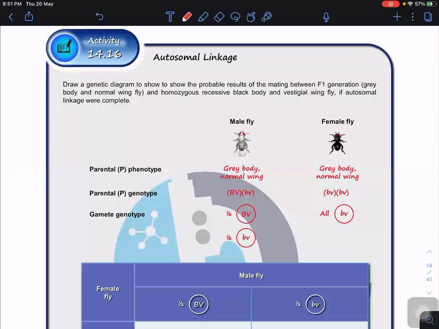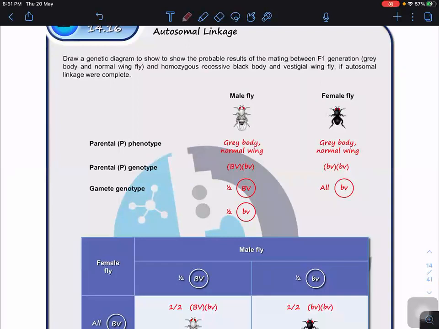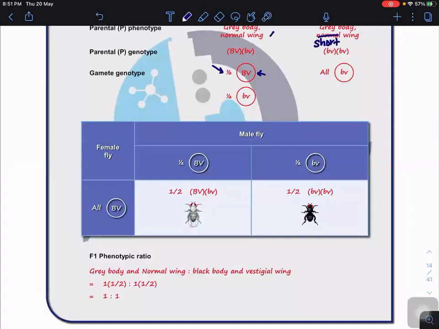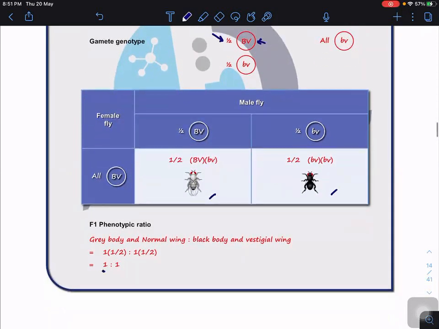So this one just now I have shown to you guys already. When we cross male flies with a gray body and normal wing with a gray body, this is not normal wing, it's a bit short wing. My mistake again. Okay, gray body, short wings. Then you will get the gametes genotype. So always remember for gamete genotypes, probability and circle. In this case, you can see that I'm going to get the gray body, normal wing, black body, vestigial wing, or the short wing in the ratio of 1 to 1.